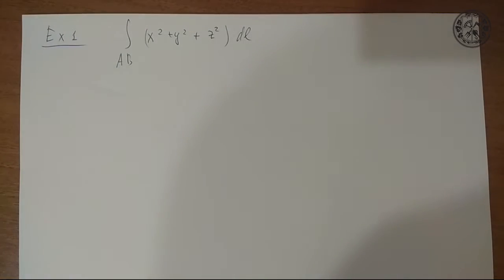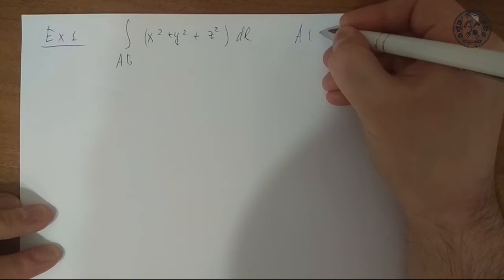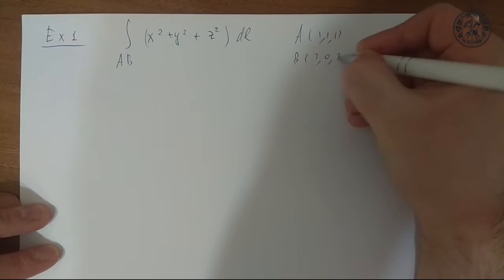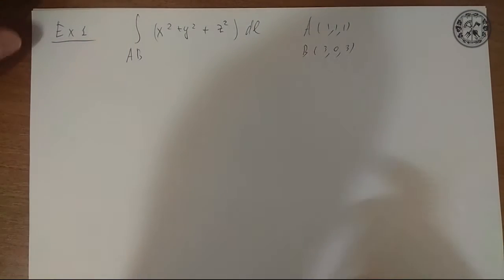Let us consider some examples. Let us calculate such an integral over AB of x squared plus y squared plus z squared dl, where L is the interval of straight line AB. A is (1, 1, 1), B is (3, 0, 3). First we have to write down the parametric equation of this straight line AB.